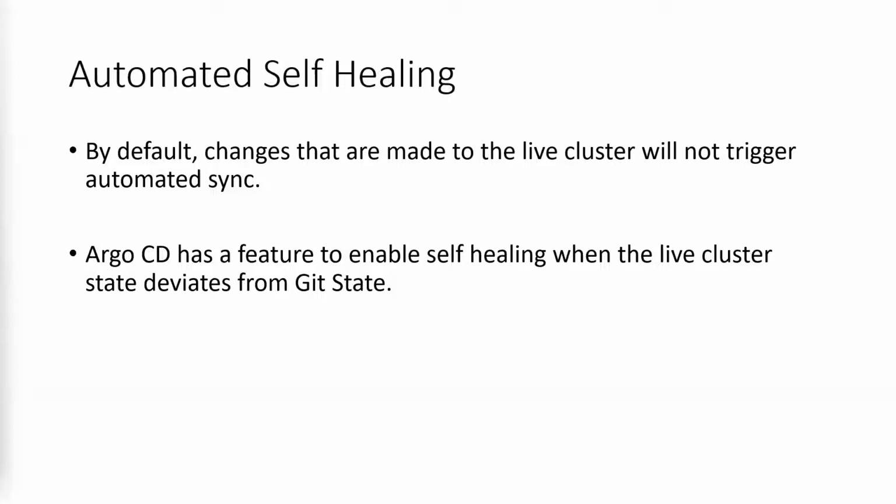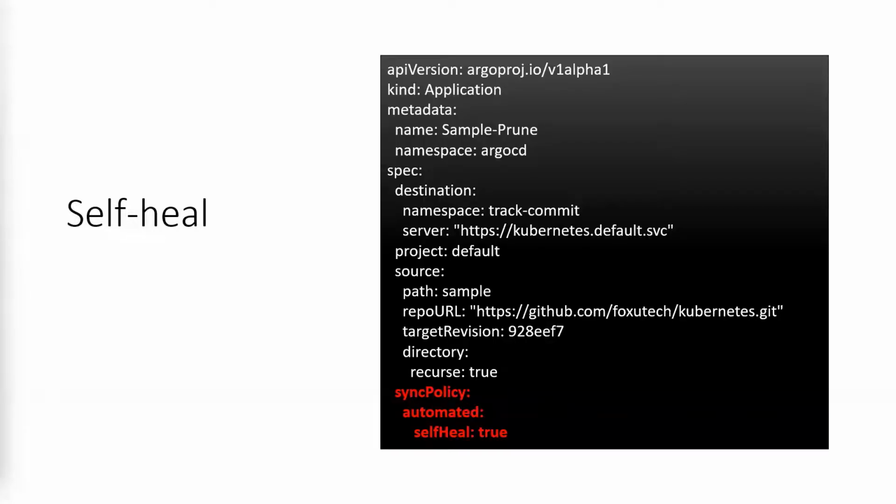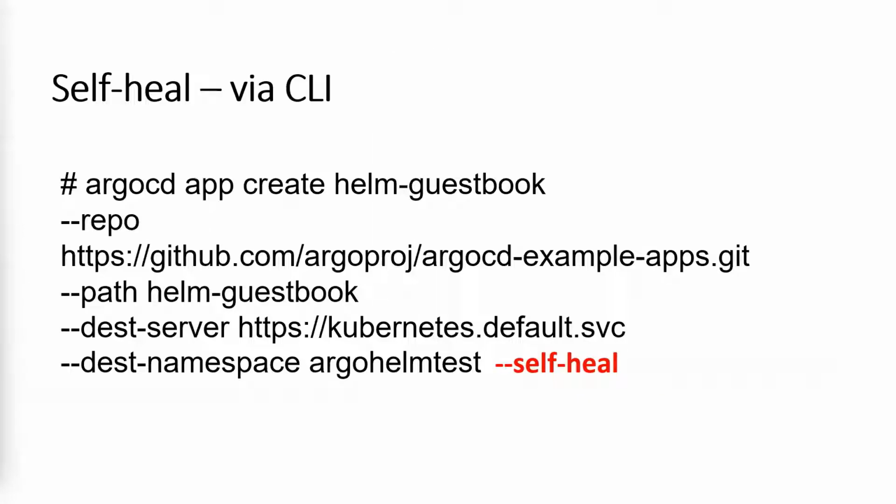So one way, we are maintaining everything in Git, so we are avoiding manual changes on the cluster, right? How can you do that? Again, it can be done via self-healing, and in a declarative way. You have to say automated self-heal true, right? And you can also do it via the CLI. You can say --self-heal, and that will enable the self-heal option. Next, even in the UI we can do that.